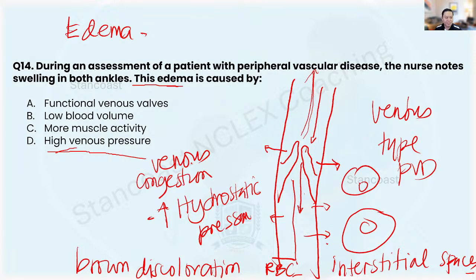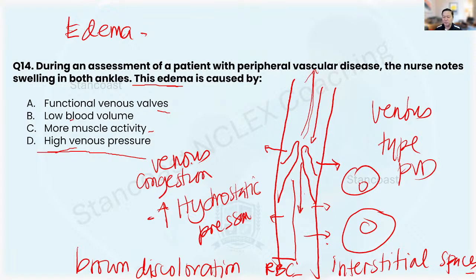All right. So if the answer is letter A, functional venous valves, well, it should not lead to the edema. If the valves are working properly, it should not allow the blood to go back down or congest in the veins. Low blood volume? No, of course it doesn't. Increased muscle activity will not do that as well, because it can also promote the movement of fluids back into the circulation. But looking into D, you can identify that real quick. Hydrostatic pressure here is very high.